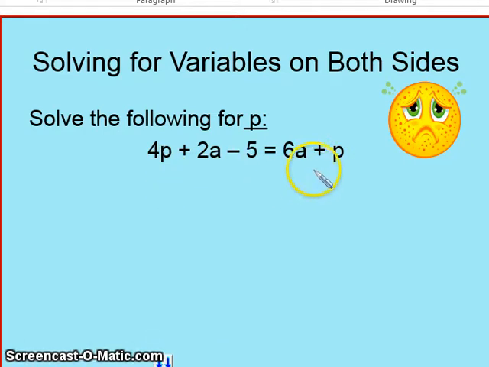So I'm going to use opposite operations to get both p's on the same side of the equal sign. So I'm going to subtract p, because see this is plus p, so if I subtract p, I'll get 0.